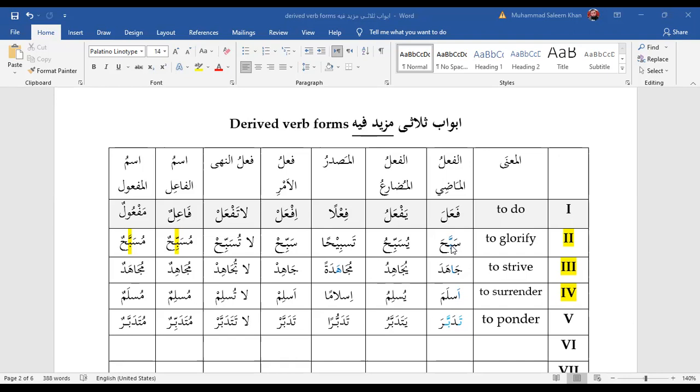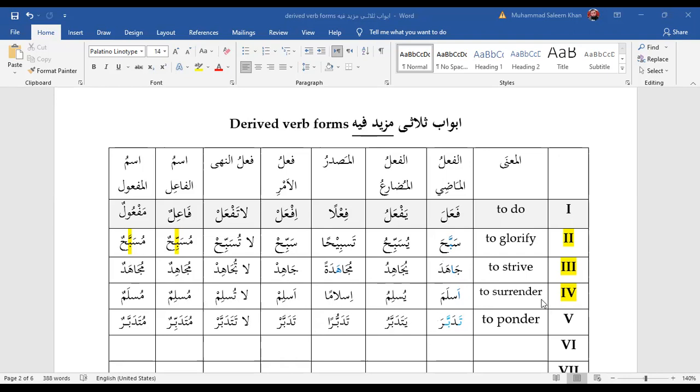Similarly, here is the addition of tashdid. Then number 3, there is addition of alif. Jahada yujahidu mujahadatan. Jahid la tujahid. And Ism al-fa'il mujahidun. And Ism al-maf'ul will be mujahadun. As we can see, there is a fatha. Then we have aslama, yuslimu islaman, to surrender.